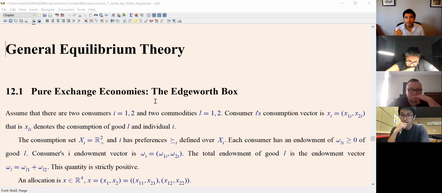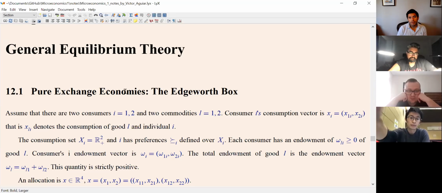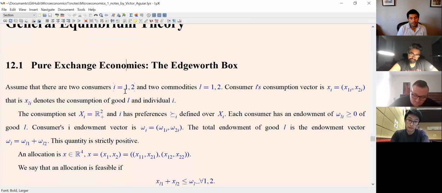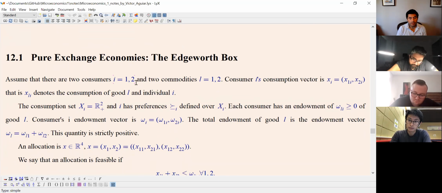So when the distribution of income matters, then things get way more complicated. Okay, but now we're going to study a toy version of the complicated model. And this is the famous Edgeworth box. So today we're going to understand that. The first economy we're going to study is a very simple economy called pure exchange economy. And this is the famous Edgeworth box, which basically has two consumers. So there are consumers indexed by i, 1 and 2, and then two commodities, 1 and 2 as well.